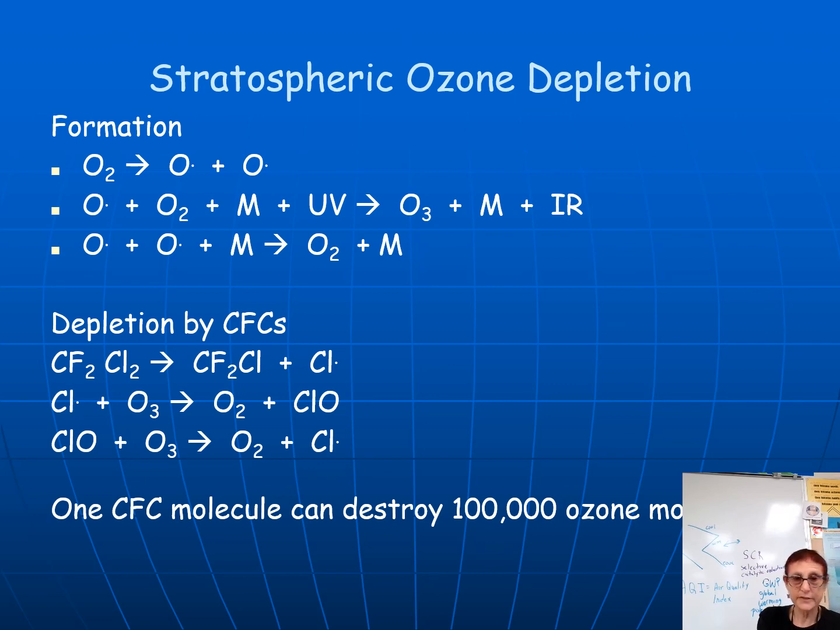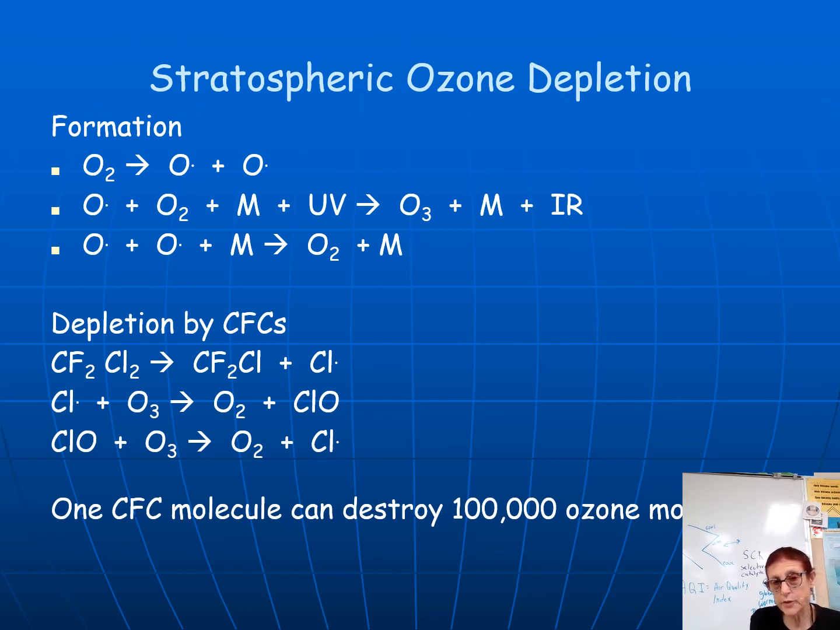So when you have CFCs or chlorofluorocarbons that eventually make it up to the stratosphere, and you know CFCs, freons were introduced as a refrigerant or a coolant in the 1940s. So why didn't we notice a problem until the 1970s or the 1980s? And that's because they're so stable, it took a long time for them to get up into the stratosphere. That's why we didn't notice a problem.